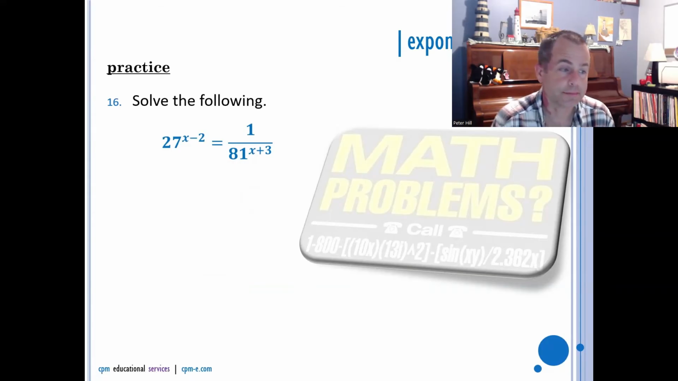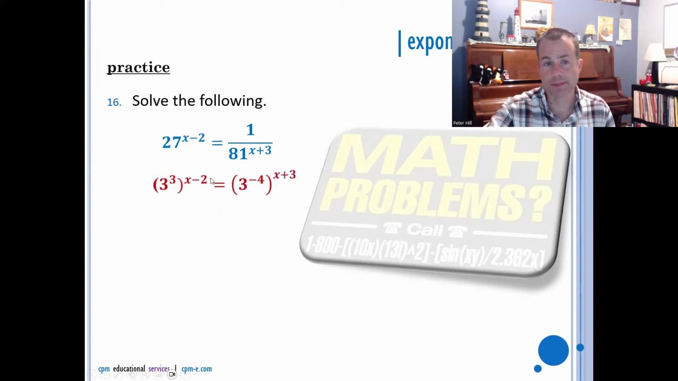27 and 81. I know both of those can be base 3. Okay, 3 to the 3 is 27, and 3 to the 4 is 81. Now, it's not 81, it is 1 over 81, and so I have to take that into consideration as well. Remember, again, back to grade 10, some exponent laws that we've got. A negative exponent will tell you to flip the base. So if I want 1 over 81, I can call that 3 to the negative 4. Okay, so I'm going to write this as 3 to the 3 to the x minus 2 and 3 to the negative 4 to the x plus 3.